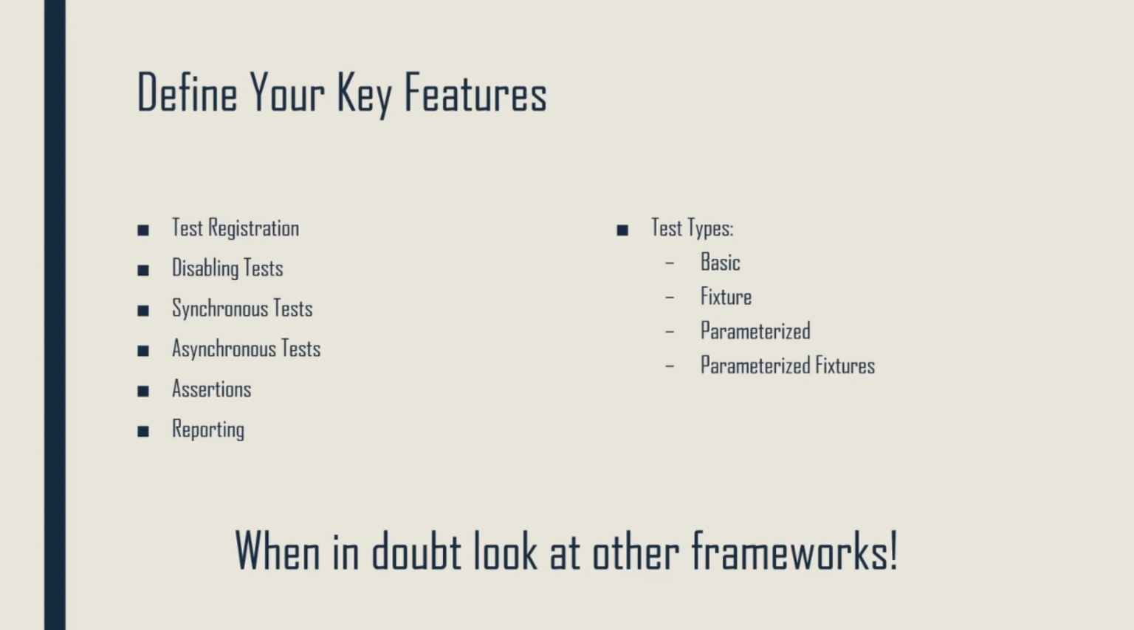And when you're in doubt about what you should pick for your key features, just take a look at what other frameworks have and pick the lowest common denominator. And so going forward, I'm going to talk about how my GameMaker testing framework is set up, but the code is open source and available online. So if you're ever interested, you can just go look at it, really.